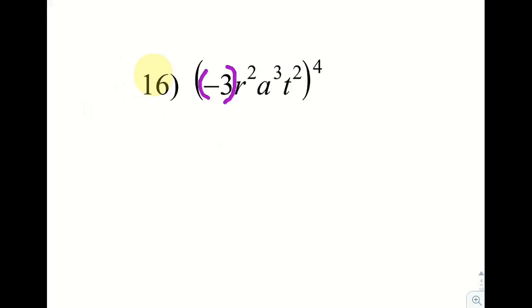And we're going to make it to the 1 power, because everything else has an exponent. It's not to the 0 power, that's something totally different. It's actually to the 1 power, so we want to write out the number 1 above that, just like this. So now I have -3 to the 1, r to the second, a to the third, t to the second, all of those to the fourth.